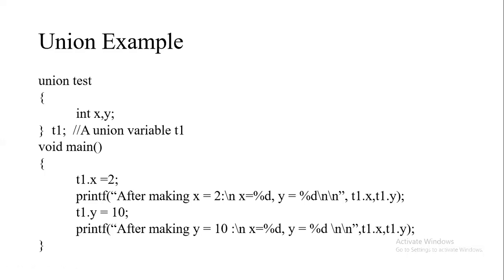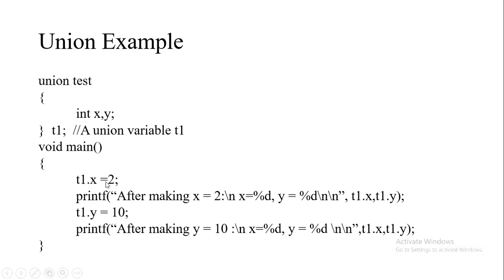You can execute this same program as well. Just include one stdio.h, hash include stdio.h. Okay, so when you try to print both the elements, it will print only x. It will not print y. That is how union works. Now, if in case instead of x, we initialize y, T1.y equal to 10, in that case, it will print y. It will not print any value here for x. Even though it was initialized, it will not be accessible.